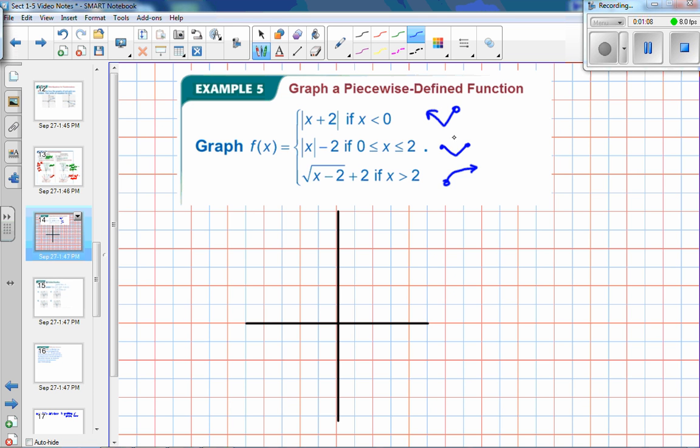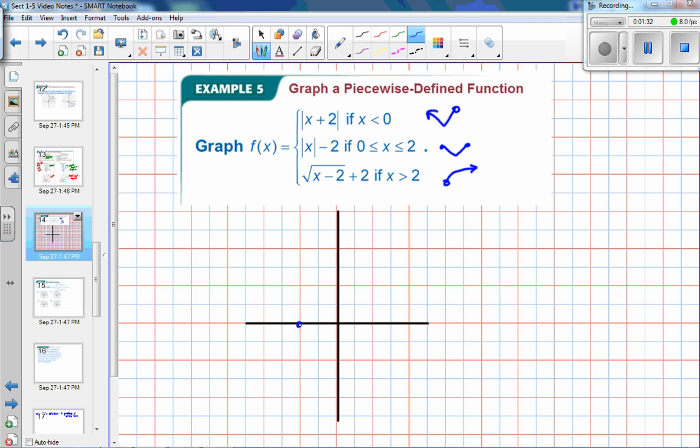So what we don't know is how these 3 pieces are going to be joined together, if they'll connect, or if we'll have a discontinuity. So I'm going to start with the first piece. Now if I use the parent graph, absolute value of x, I see this is shifted 2 to the left. So I'm going to go ahead and plot my point. Now remember, this is only going to be for values of x that are less than 0, so we're going to stop when we get to 0.